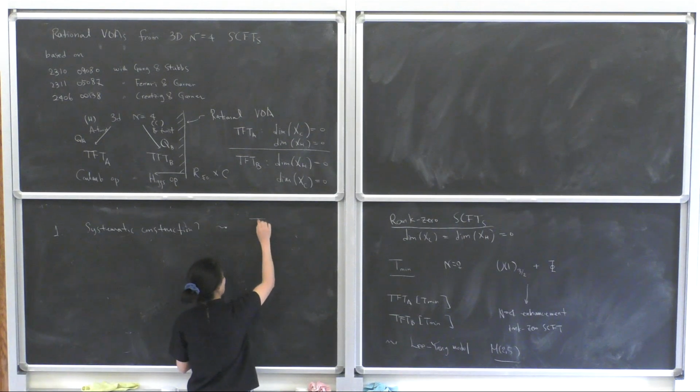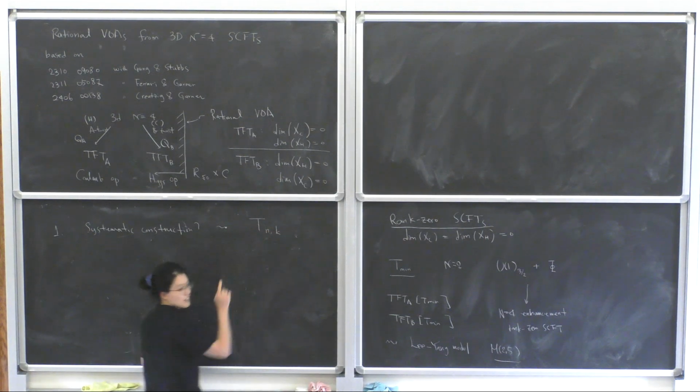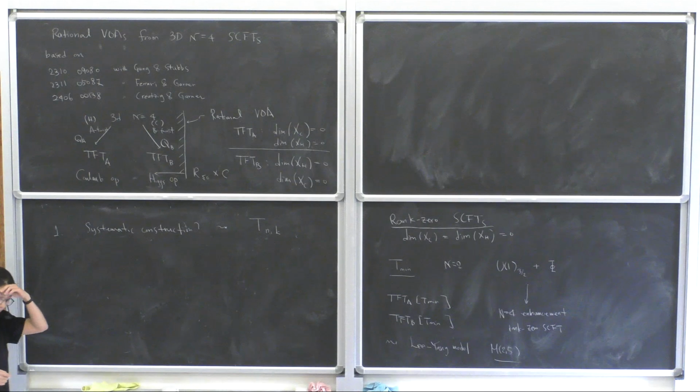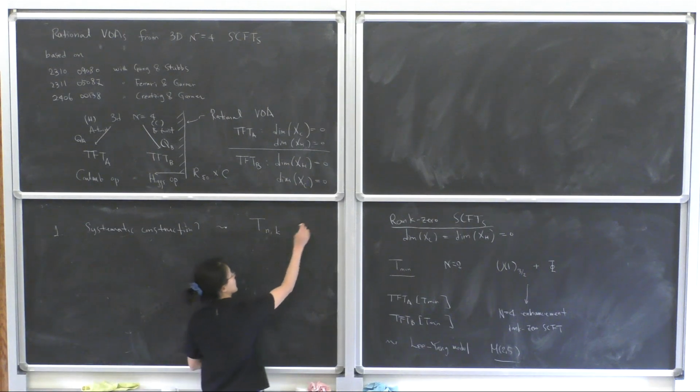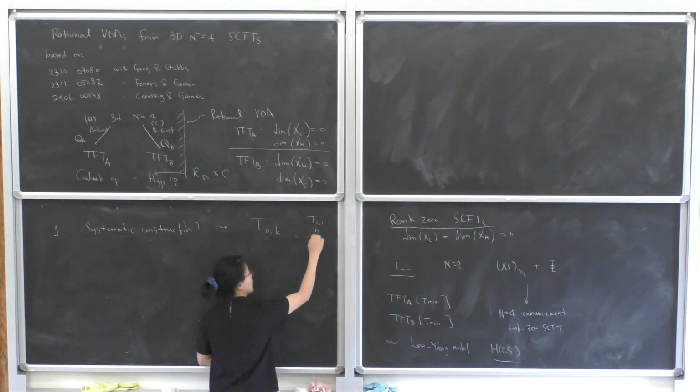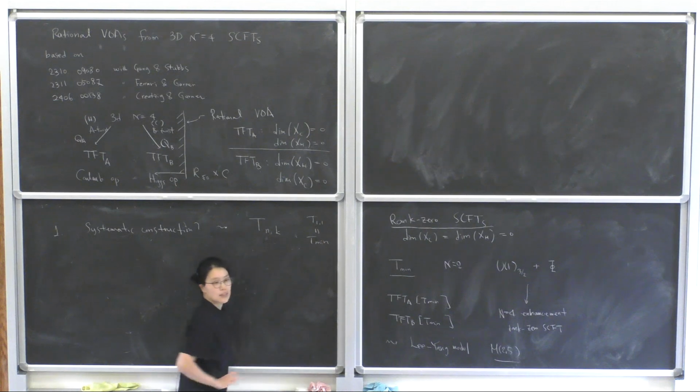As a result, I'm going to define a class of theories, T(n,k), which are 3D N=4 rank 0 theories labeled by two positive integers, n and k. And then the simplest member of this family, T(1,1), would be identified with T-min.